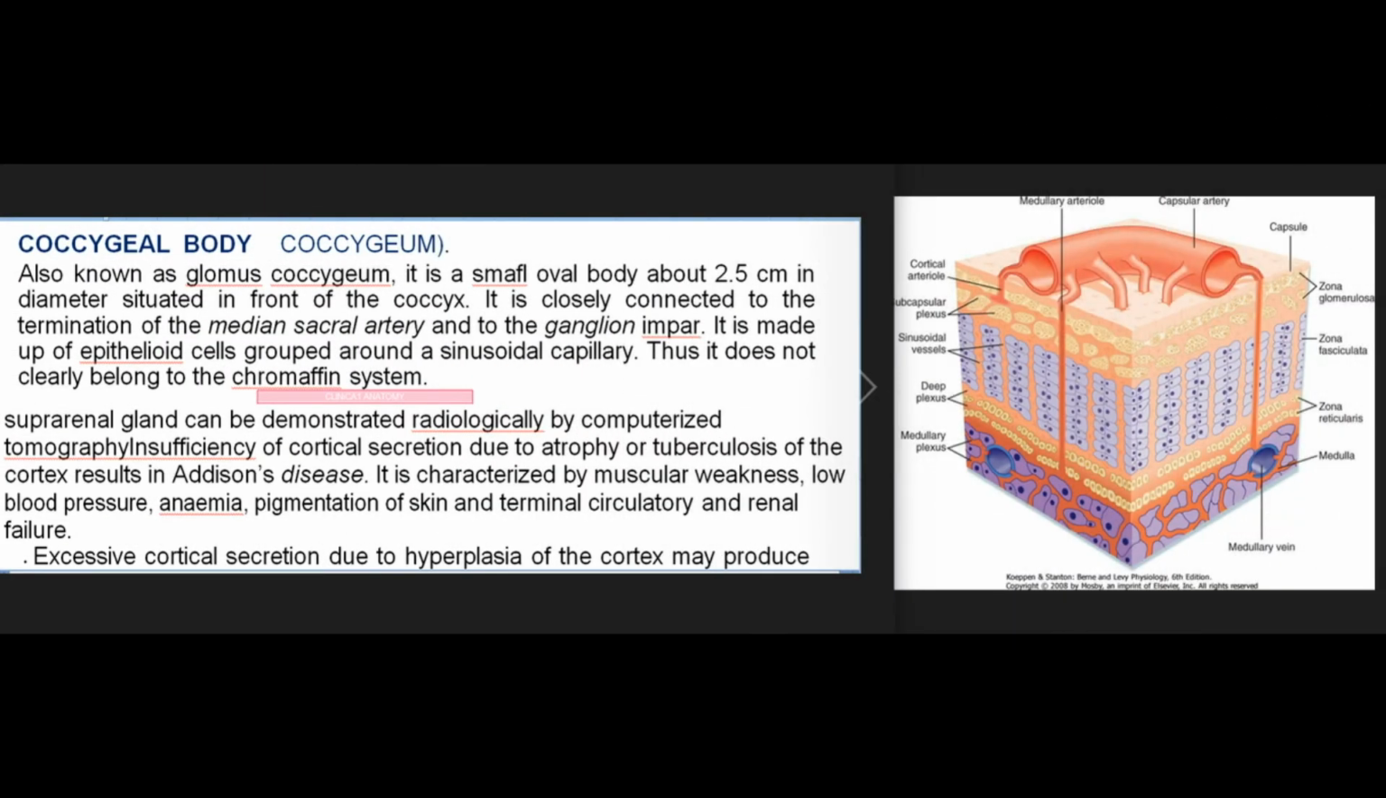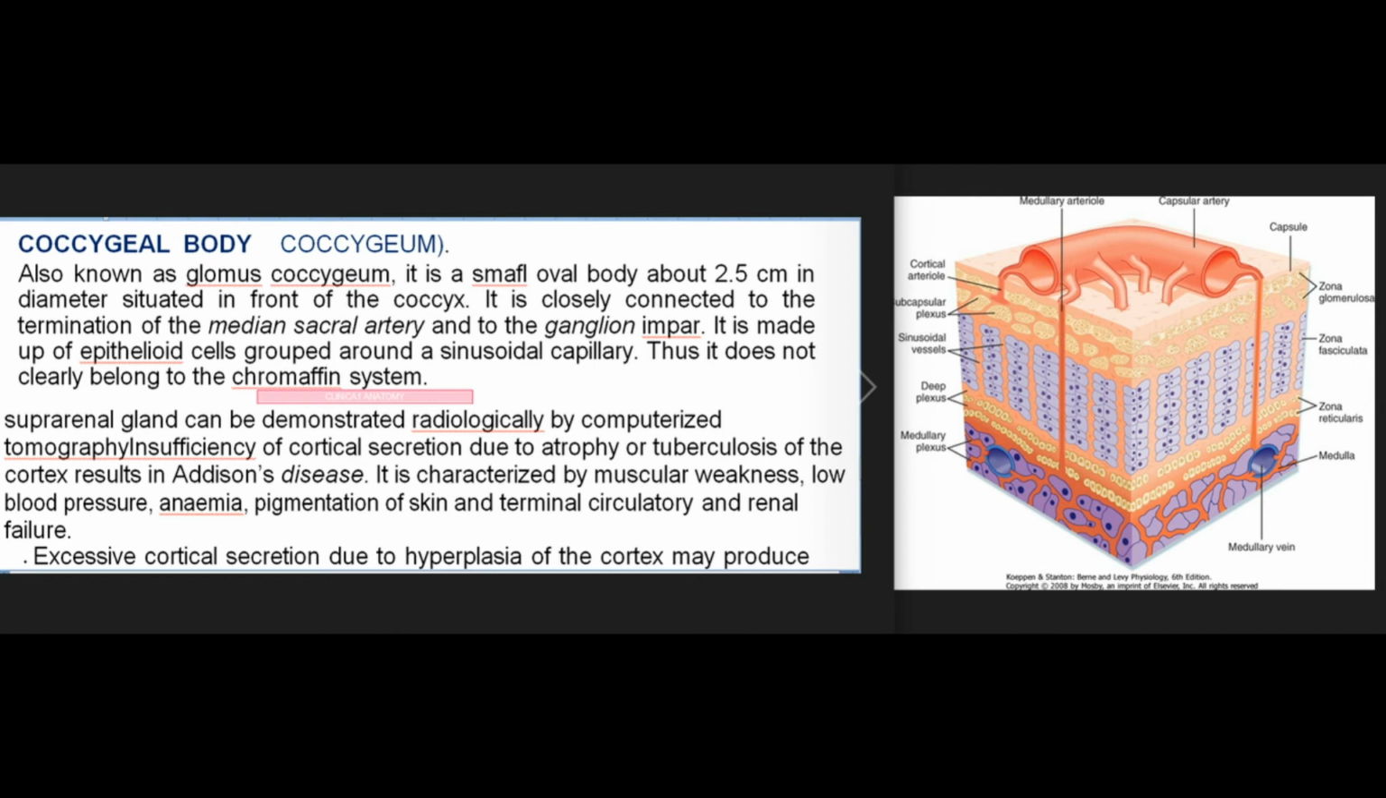Coccygeal body, coccygeum. Also known as glomus coccygeum, it is a small oval body about 2.5 cm in diameter situated in front of the coccyx. It is closely connected to the termination of the median sacral artery and to the ganglion impar. It is made up of epithelioid cells grouped around a sinusoidal capillary. Thus it does not clearly belong to the chromaffin system.